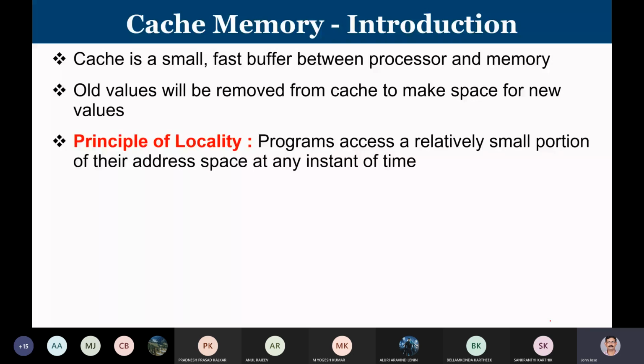What do you mean by principle of locality? Programs access a relatively small portion of their address space at any instant of time. That is called principle of locality. I will repeat: programs access a relatively small portion of their address space at any instant of time.